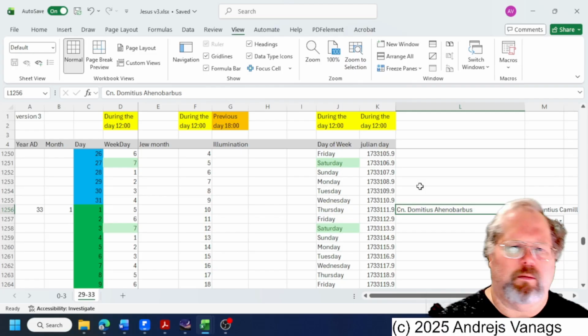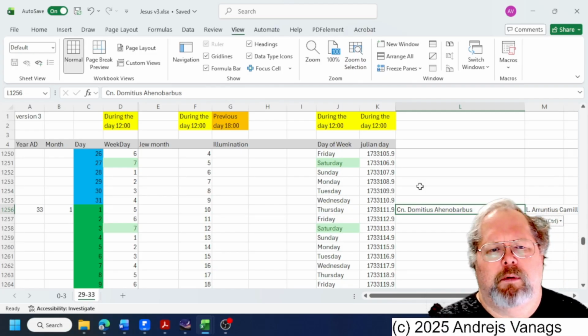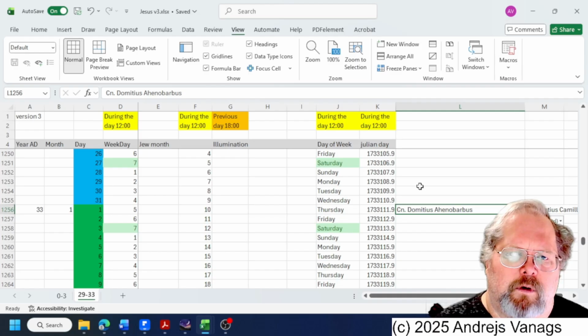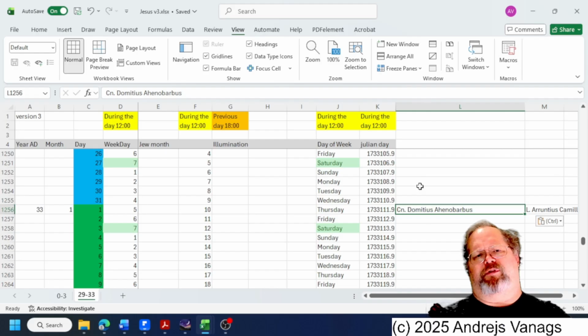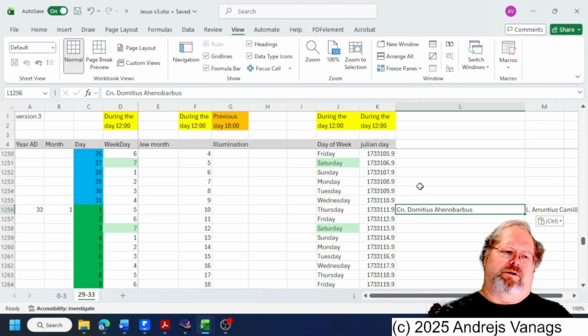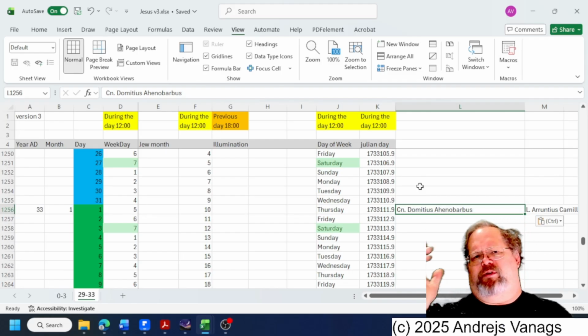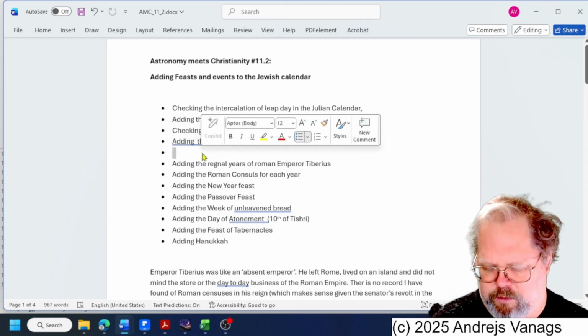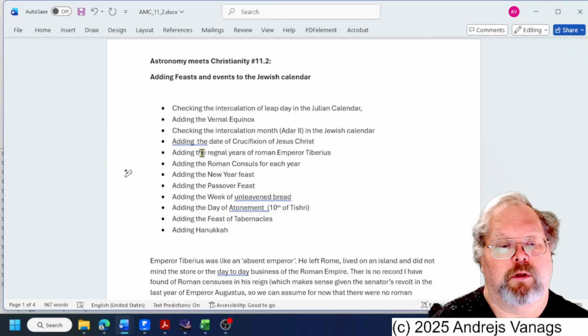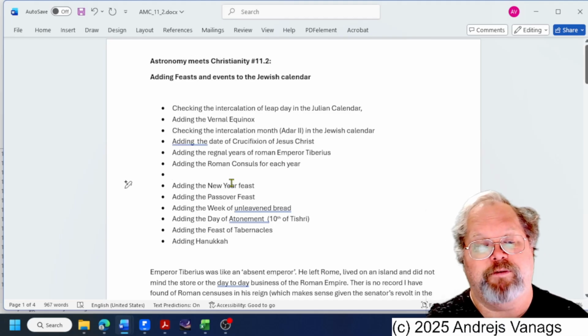It's very interesting. I'll probably do a video about it, because you can determine the exact date of her death. Her year of death is all over the place: 5 years after the crucifixion, 10 years, 20 years. She either died at 51 or at 61, or it's all over the place, and we can determine exactly when it happened because of the description of the sky at the time of her death. Anyway, getting back into the topic, we added the regnal years. We added Roman consuls. Now we add the New Year feast.